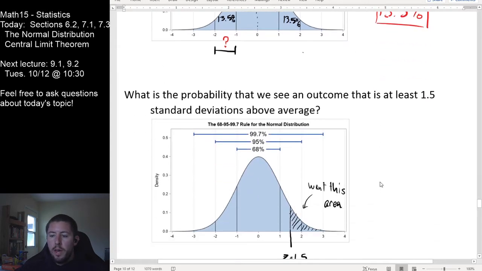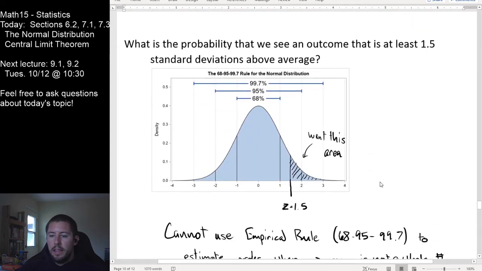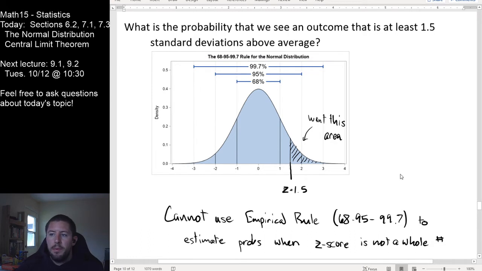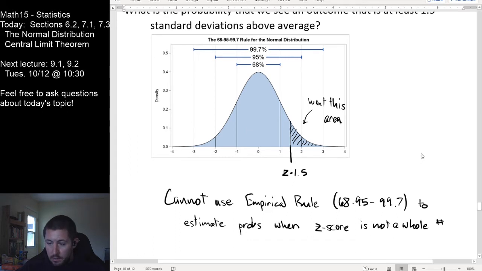Where we closed with last time was looking at this next question here. What was the probability that we see an outcome that is at least 1.5 standard deviations above average? And what we're realizing here is that this is a partial, this is not a whole number of standard deviations right here, and consequently we can't really see a way to use the empirical rule to make estimates associated with this. So the empirical rule is very convenient for making very quick estimates, but unfortunately can really only handle discussion about whole numbers of standard deviations.